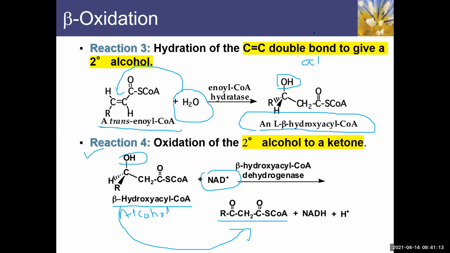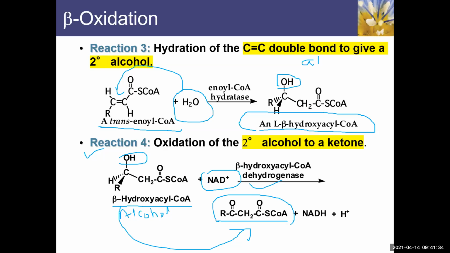Ketone, absolutely, Shatha, Muhammad, both of you, very good, right? So alcohol is converted into a ketone by the action of the enzyme beta hydroxy acyl CoA dehydrogenase. So dehydrogenase, you're removing the hydrogens from here by using the NAD as an oxidizing agent.